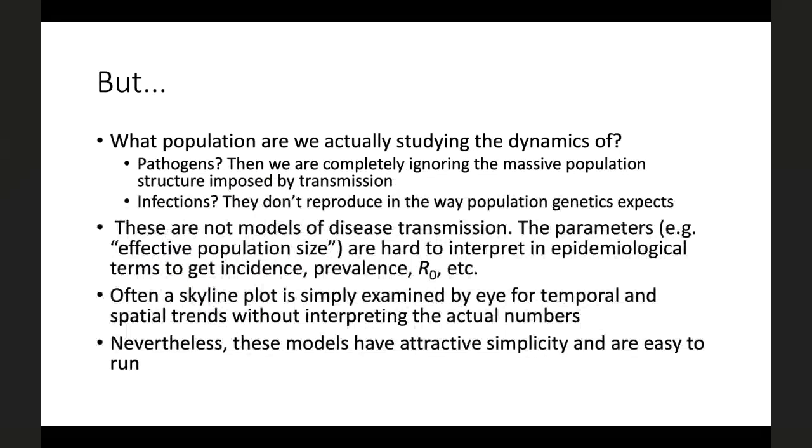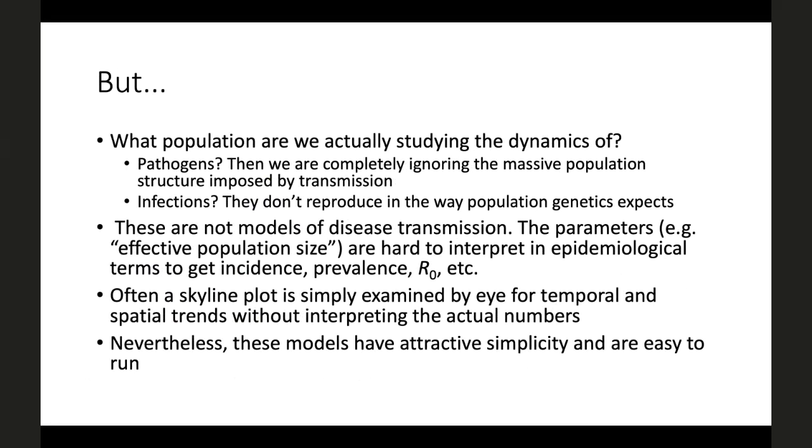But one of the questions about this kind of model is what population you are actually studying the dynamics of. These models were designed originally thinking about breeding populations of organisms. So you can treat the organisms here as the pathogens, but transmission imposes an enormous population structure on pathogens, and here you're completely ignoring it, just saying that any two pathogens can have an ancestor in the previous generation, regardless of who they're infecting. You could also treat them as infections, say that these are infected individuals, but it only works up to a point.